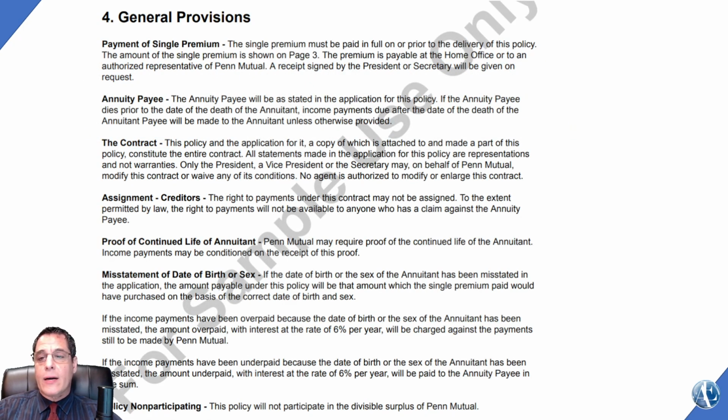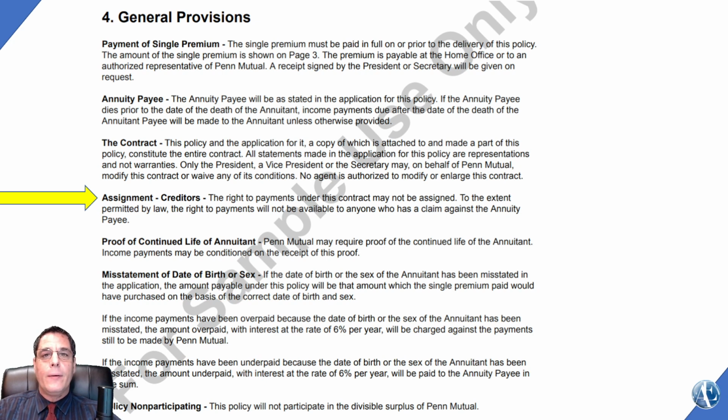Next, as we go through the general provisions, we want to look at the assignment for creditors. It says the right to payments under this contract may not be assigned. To the extent permitted by law, the right to payments will not be available to anyone who has a claim against the annuity payee. So that means maybe the government, if you owe money to the federal government, the IRS, maybe that's the permitted by law access to it. But as far as general liability and all that, you're really protected.